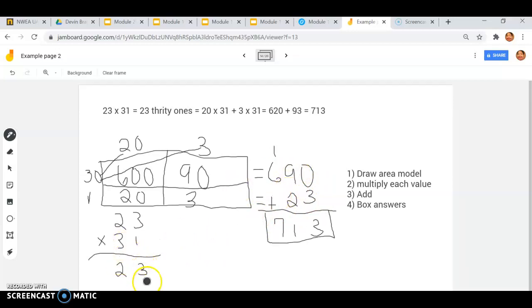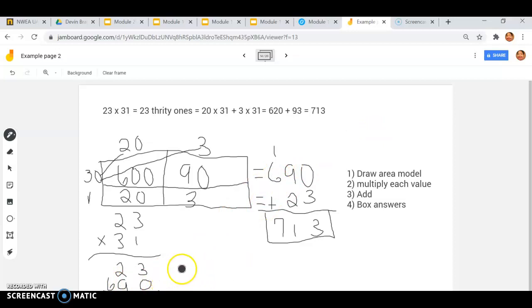We're going to add a 0 because we're going to have a placeholder because we're now multiplying by the tens place. So the reason why we put that 0 is because this is a placeholder for our tens place. So we do 3 times 3, which then gives us 9. And then 3 times 2, which gives us 6. And you should see here that it gives you the exact same numbers that you have in your area model.